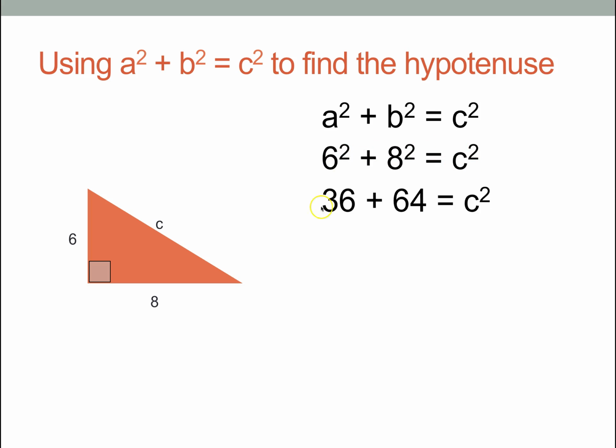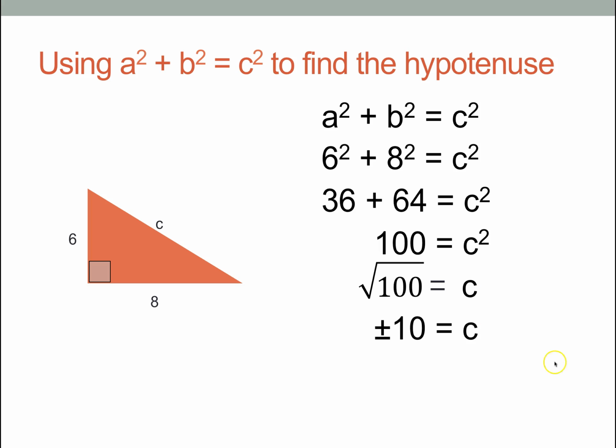So 6 squared is 36. 8 squared is 64, and we're going to figure out what c is. But we know that this is going to equal c squared. So when I add them up, I get 100 equals c squared. And another way to think about that is the square root of 100 is going to equal c. So if I take the square root of 100, that means what times itself will equal 100?